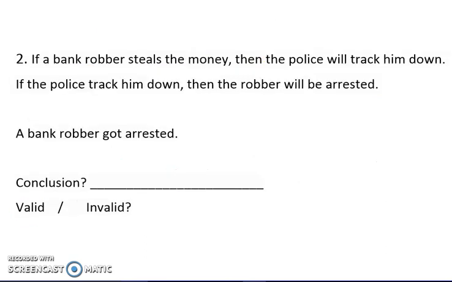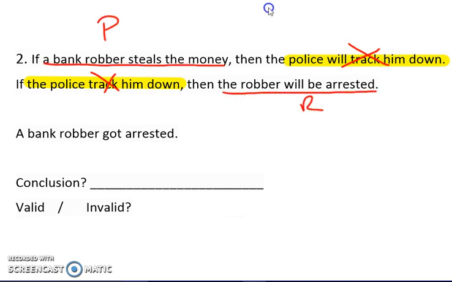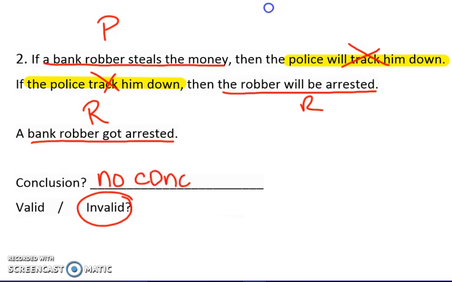If we look at example 2: if a bank robber steals the money, then the police will track him down. If the police track him down, then the robber will be arrested. So again, if I highlight what's the same, "the police will track him down" and "the police will track him down." Since those are the same, we're going to cross both of them off, and we're going to focus on our P and our R. The statement they give me says a bank robber got arrested. If I look back at my P's and my R's, this is R. Again, we can't go backwards, so my conclusion is invalid. There is no conclusion.